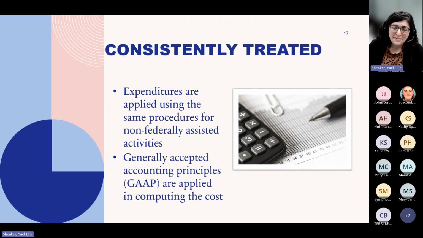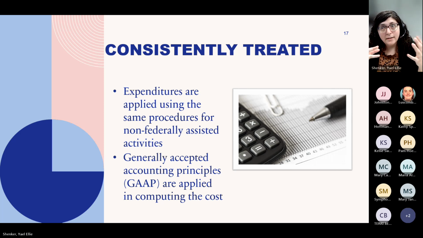Consistent treatment is one that's really hard to define, but it's basically an accounting principle, and it refers to the accounting methods that you use for expenses, and there shouldn't be one set of rules for expenses that you will use for federal funds and another set of rules for the rest. So expenditures are applied to federal grants using the same procedures as they are for non-federally assisted activities. And GAAP is generally accepted accounting principles, which you should be using in computing your costs.